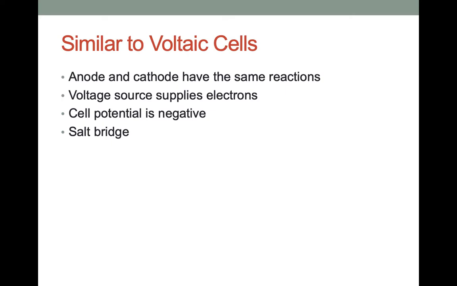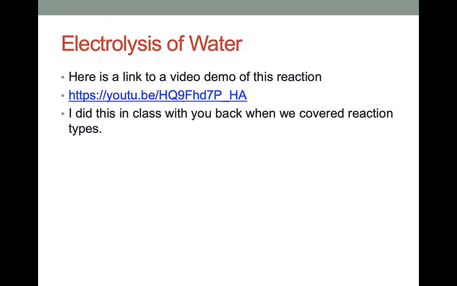Instead of having the cell supply the voltage, we are supplying the voltage. And then the cell potential, since we're going in the reverse reaction, E naught will be negative, and we still have a salt bridge. So the few things that are different is where the energy is coming from and going to, and therefore what E naught is.